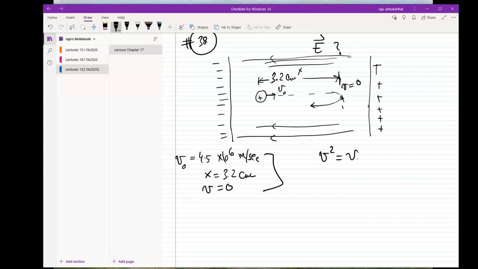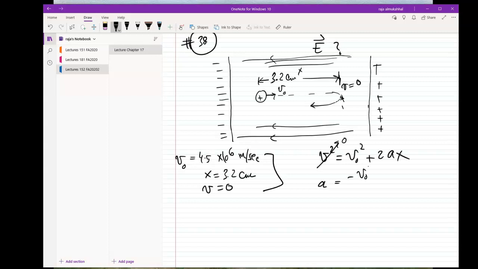V squared equals V naught squared plus 2ax. Why do I use this? Because the time is not given to me, but x is given to me. The final velocity here is 0. See what I'm saying? And acceleration here is negative, right? Because it's deceleration. So let me find the acceleration. Why do I find the acceleration? I'll show you in a minute why. Let's find the acceleration. Solve for it.